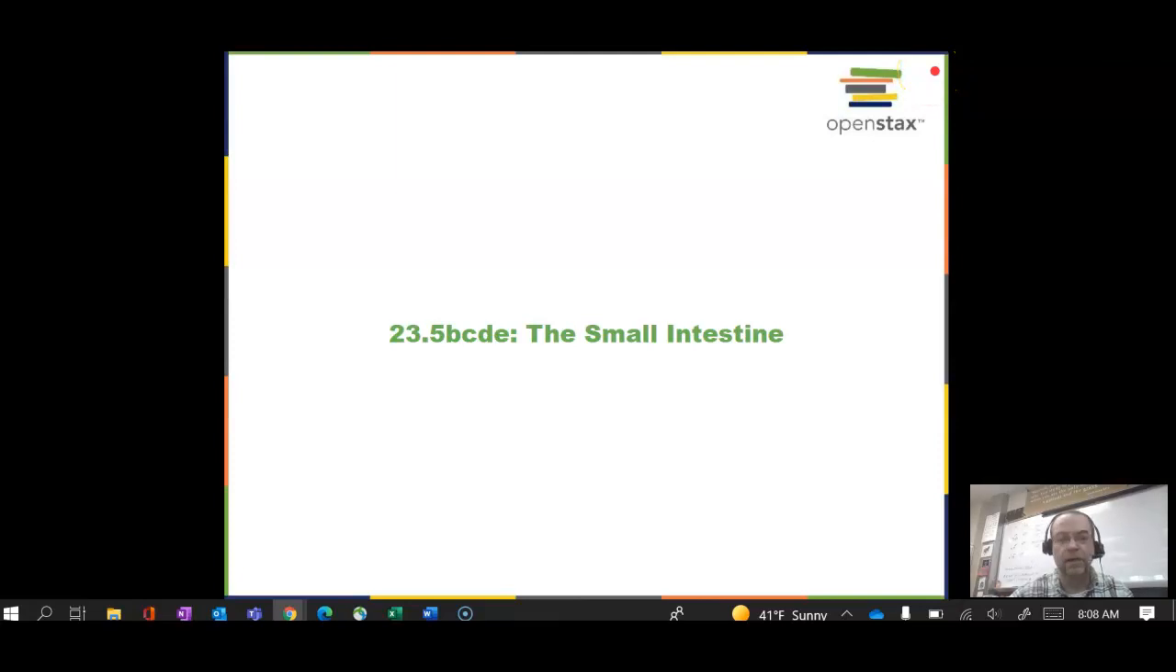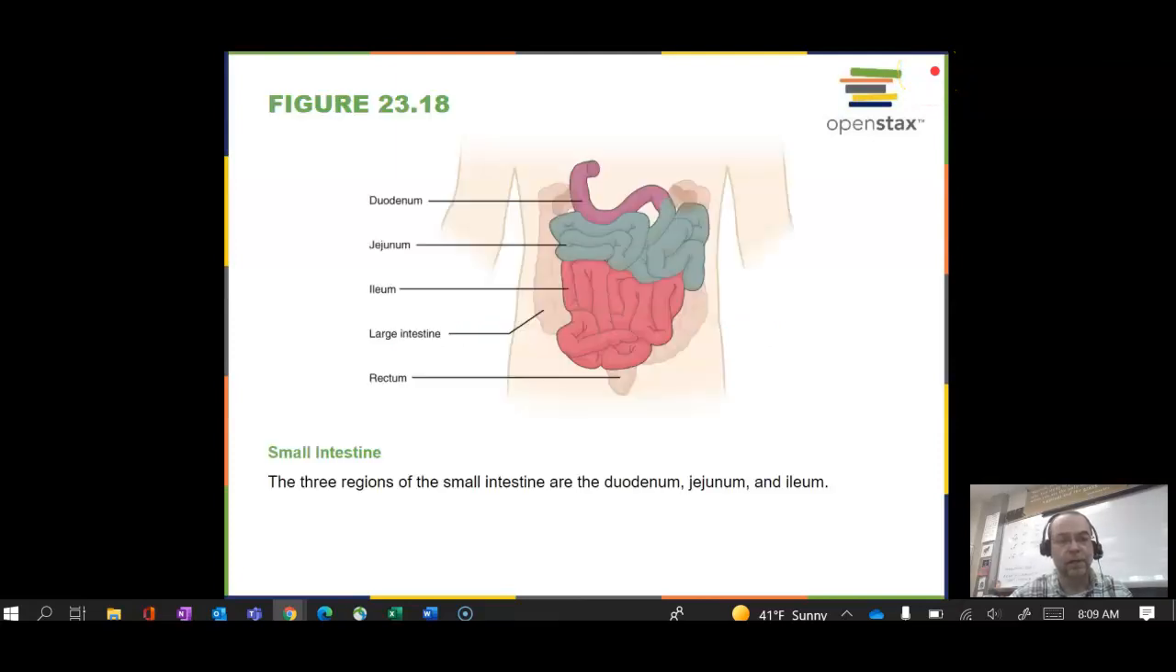All right, onto the small intestine. If you remember from earlier, the food that you eat and the liquids that you drink go into your mouth, down your esophagus, into your stomach, and now we're onto the small intestine. The small intestine has three regions: the duodenum, the jejunum, and the ileum.